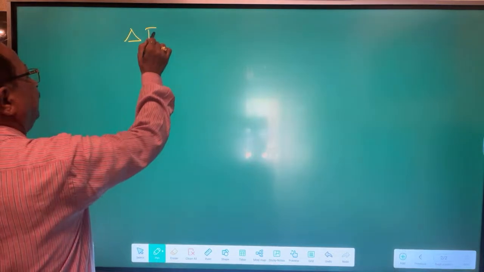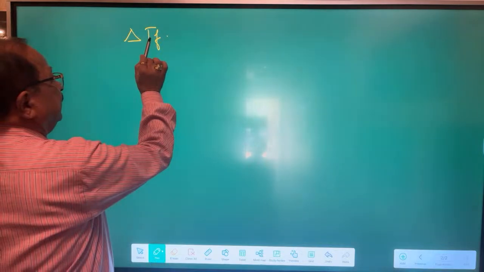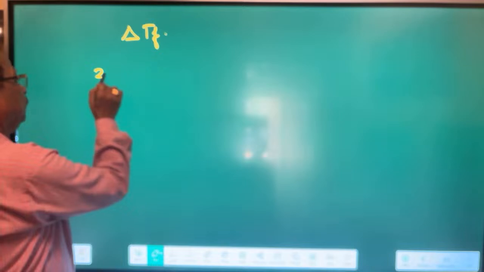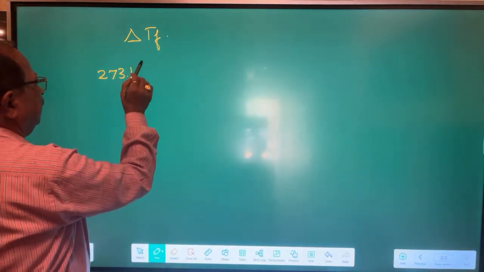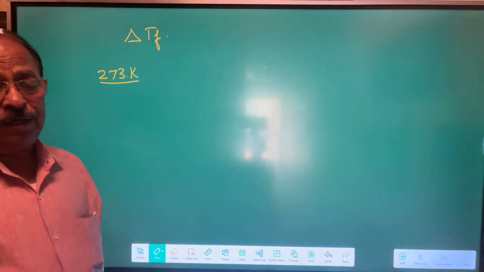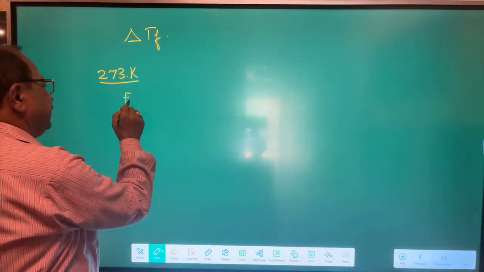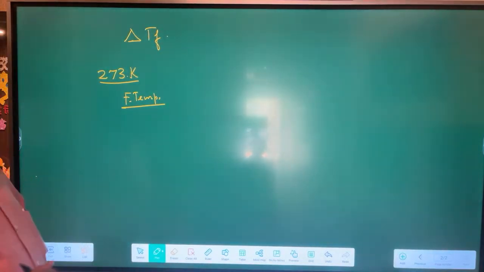delta Tf. Sir, what is this delta Tf? Delta Tf means change in freezing temperature. You know, the freezing temperature of water is 0 degrees Celsius or 273, if I want to be exact, 273 Kelvin. Okay, and if I add salt to this water, it will not freeze at 273. The freezing temperature will go down. That means it will freeze at a temperature lower than 273.